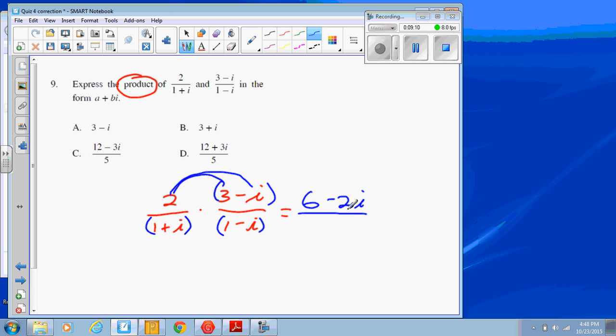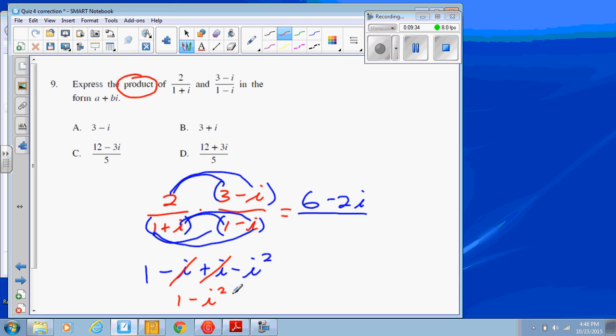And now the bottom of the fraction, we do FOIL for this one. 1 times 1, that's 1. 1 times negative i is minus i. i times 1 is plus i. And i times negative i is negative i squared. So right now, to simplify, these guys are going to cancel out. So I have 1 minus i squared. But i squared is negative 1, so that's 1 minus negative 1. Minus a negative is plus a positive. So that becomes 1 plus positive 1, which is 2. So the bottom of this fraction now is 2.